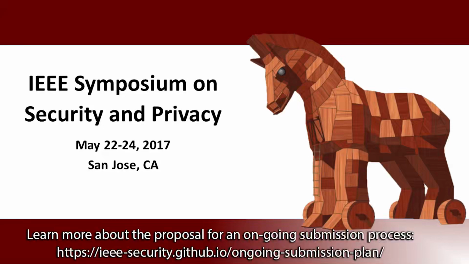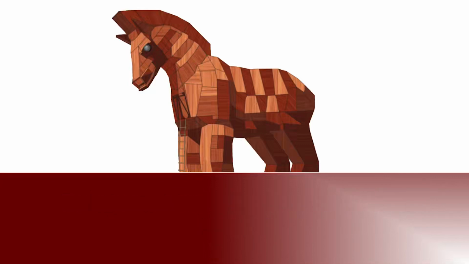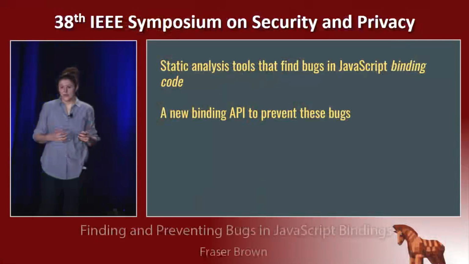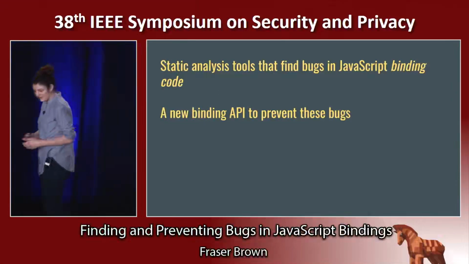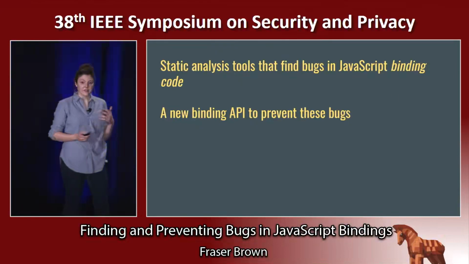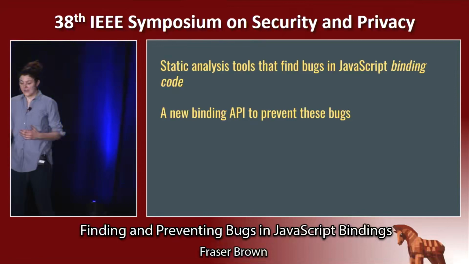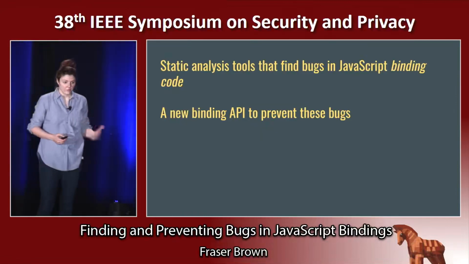Hi. So we're going to be talking about two things today. The first is programs that look for bugs in the glue code between C++ and JavaScript. And that glue code is called binding code. And second, we found a lot of binding errors happen for the same reasons again and again. So we made a new binding layer API that prevents these errors by construction.